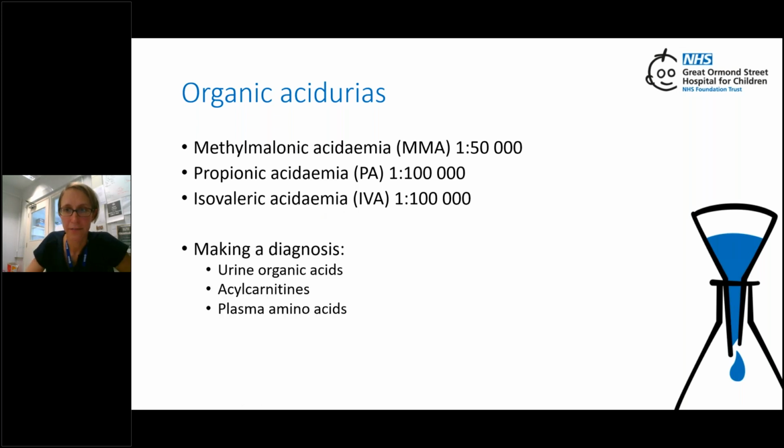And to make a definitive diagnosis, we need to do the urine organic acids, acyl carnitines, and plasma amino acids. However, it's really important that we don't wait for a diagnosis because, as I said already, it takes a couple of days for them to come back. We need to treat before.